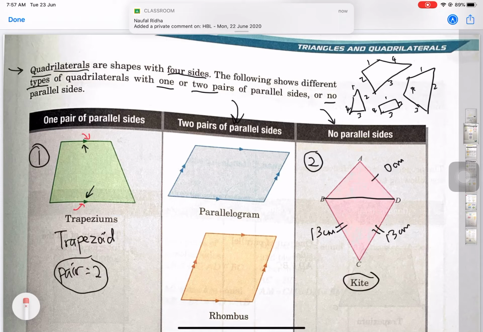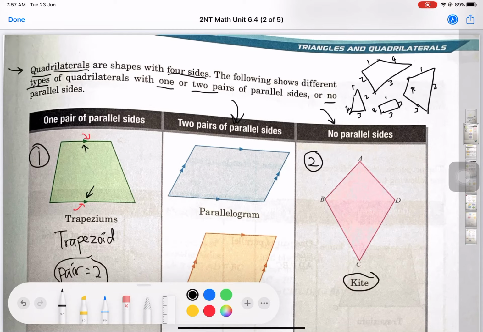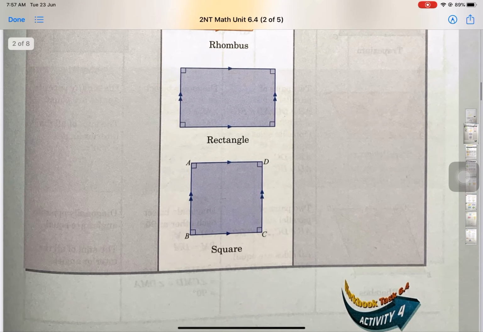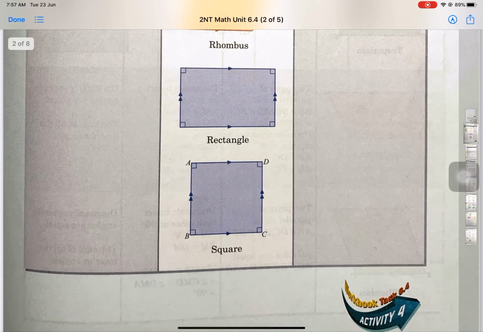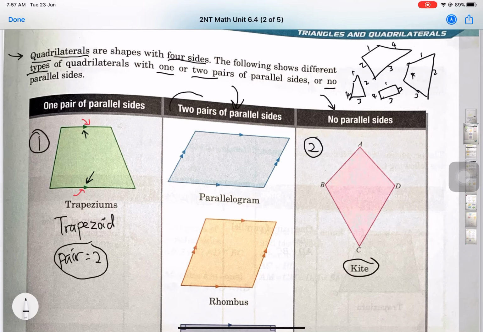Okay, I'm gonna erase this part so that you can see the beautiful kite. Alright, now the rest of the quadrilaterals that you are going to learn about. Okay, let's look over here. There are 1, 2, 3, 4 types. Now let me just look at the types that you are familiar with first. Okay, now we have this entire group in the middle column. This entire group has 2 pairs of parallel sides.